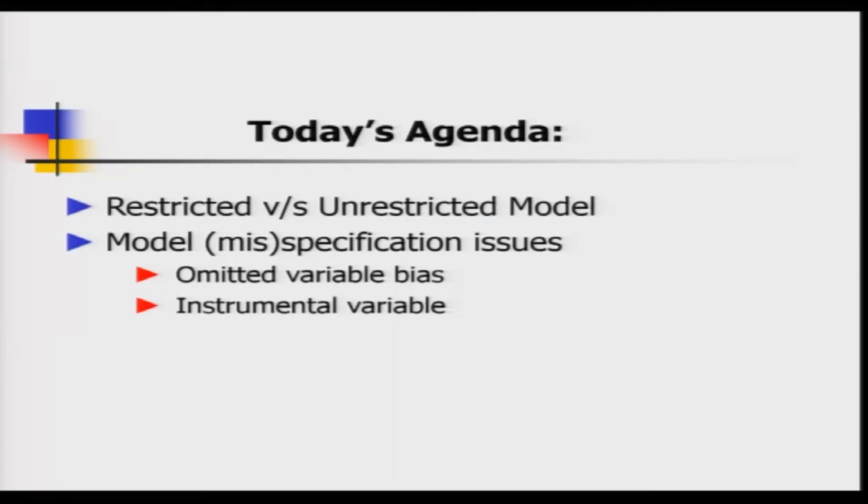So, as I said, we are going to first talk about the restricted versus unrestricted model, and there we are going to see an application of the F test, our good old friend. And then we are going to move on to an exciting area in econometrics known as model misspecification issues. There are several types of model misspecification issues in econometrics, but in today's lecture we are going to talk about only one of them, called omitted variable bias, and finally we are going to propose a solution to this problem as well.